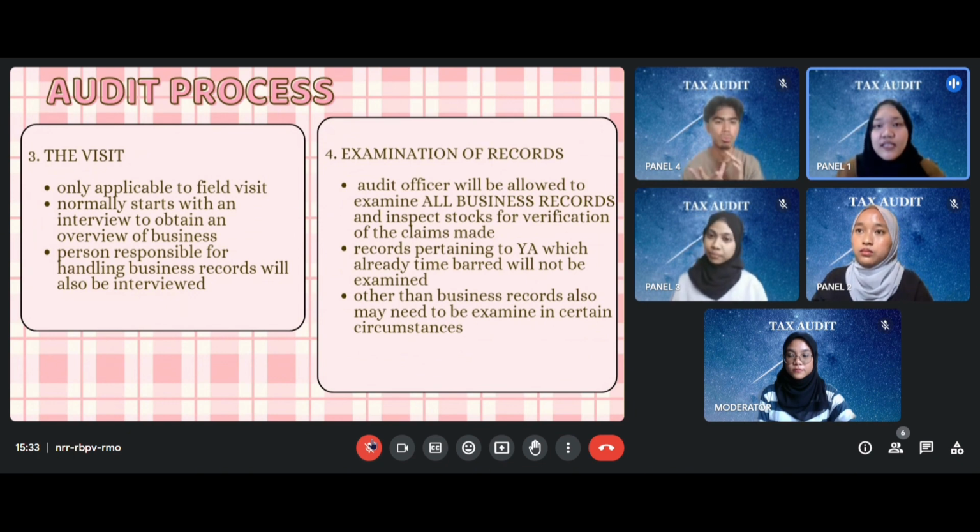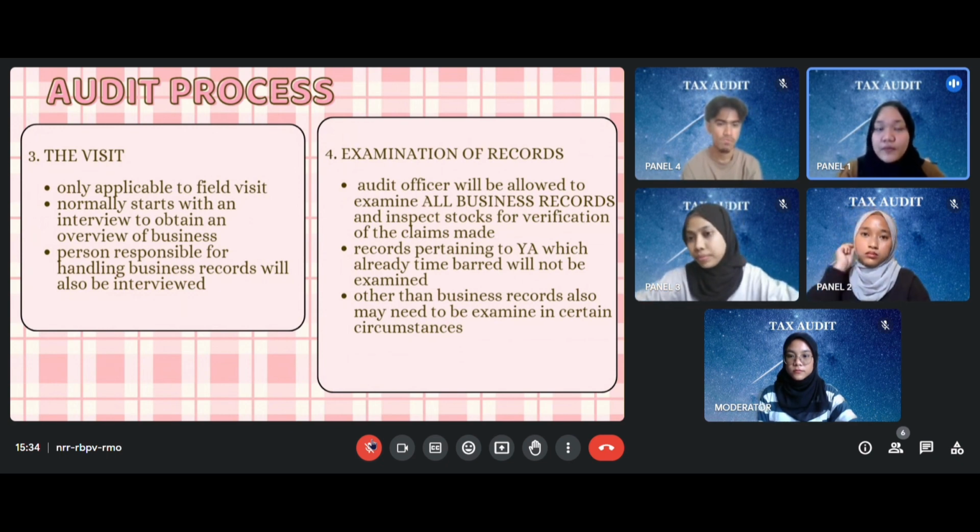The third process is the visit. Audit action is only applicable to field visit and normally starts with an interview to obtain an overview of the business. Taxpayers will be interviewed, including the person responsible for handling business record. Another audit process that I will explain is examination of record.